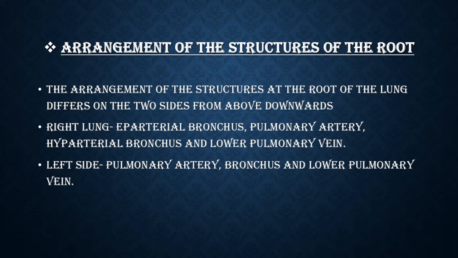However, from before backwards the arrangement is the same on both sides: the upper pulmonary vein in front, the pulmonary artery in the middle and the bronchus behind. The bronchial vessels lie posterior to the bronchus.